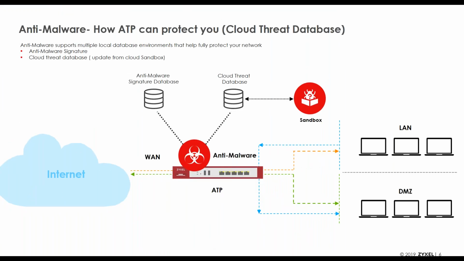It is key to note that the anti-malware does monitor every traffic that goes through the firewall. So that's LAN to LAN, LAN to DMZ, and LAN to WAN traffic, as well as WAN to LAN. So anything that runs through the gateway, any traffic, it is protected against the malware, and it uses the same mechanisms to detect it. So it will use the local database as well as the cloud threat database as well.